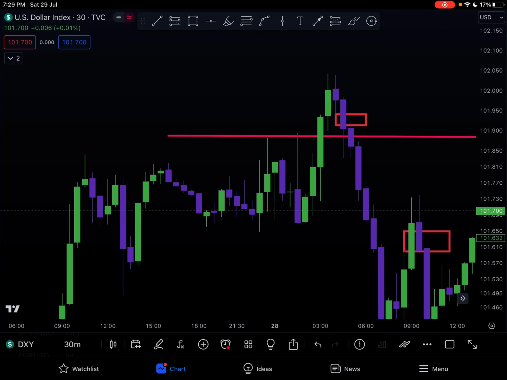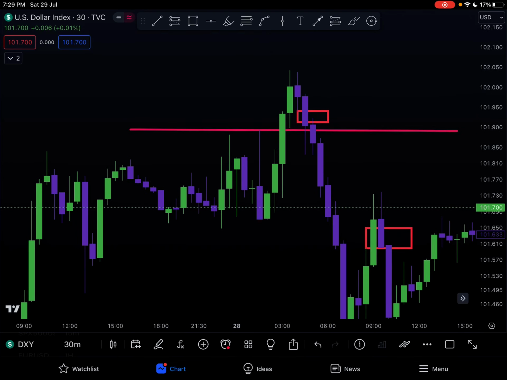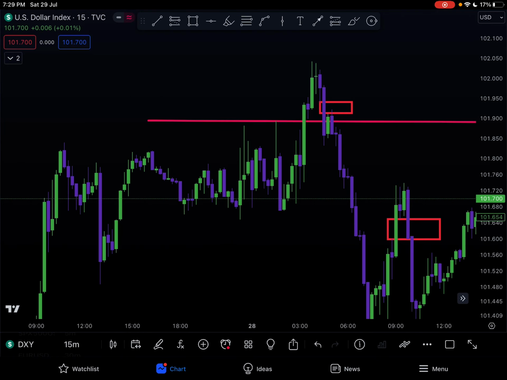Now, this is crazy. I want to combine something, right? Turtle soup to fair value gap. That just messed it all up, didn't it? Yeah, we're going to start playing like that now.